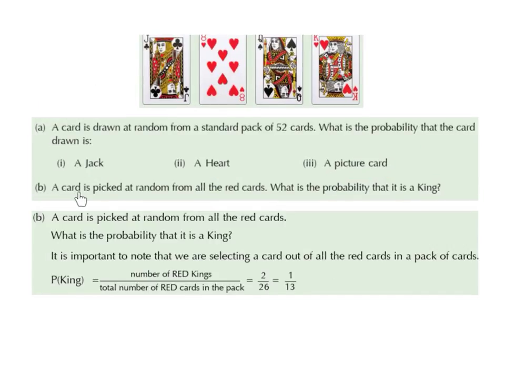So part B, a card is picked at random from all the red cards. What is the probability that it's a king? It is important to note that we are selecting a card out of all the red cards in a pack of cards. So the probability that it's a king is going to be the number of red kings, which is 2, divided by the total number of red cards in the pack, which is 26. And 2 divided by 26 is 1 over 13.